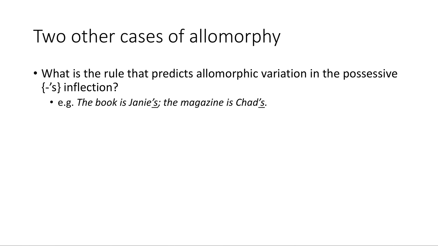I want to give you two other cases of allomorphy. I'm not going to tell you the answers. I want you to think about it on your own, and this may show up on an exam. What is the rule that predicts allomorphic variation in the possessive S inflection? So we're looking at another inflection that's a suffix, an inflectional morpheme, this time the possessive S, so also attaches to nouns. Here are some examples. The book is Janie's versus the magazine is Chad's. So what are the allomorphs? This is not all of them, but what are the allomorphs of this? And what is the rule that predicts when one allomorph occurs versus another?